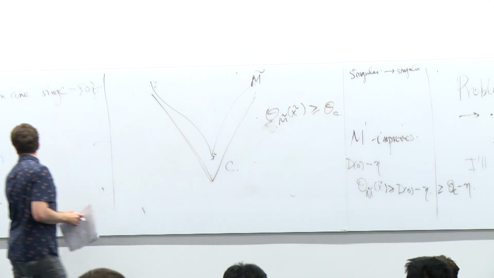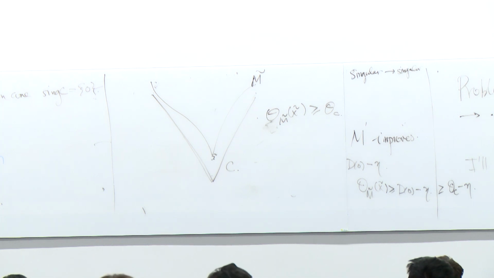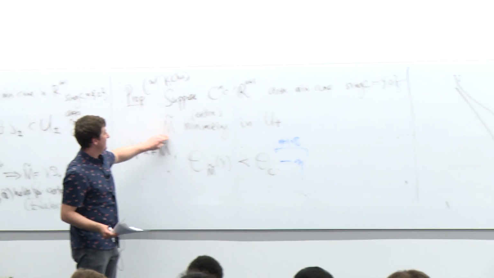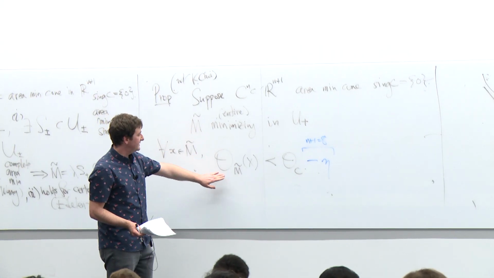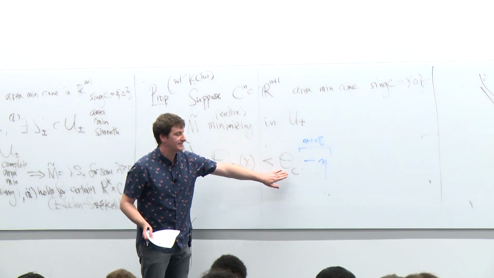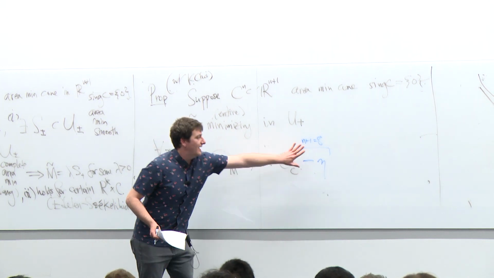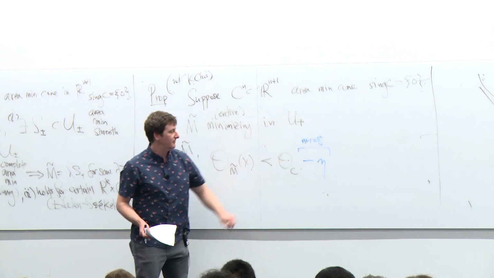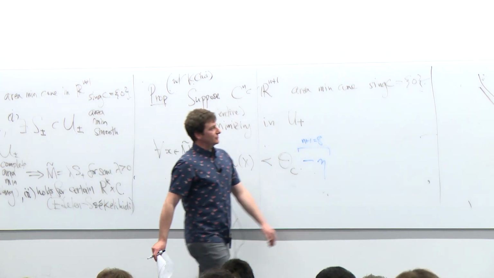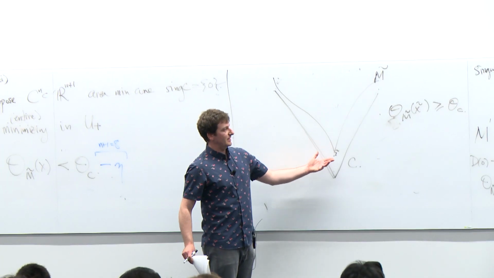Okay, so here's my proposition. If I have my cone and my M tilde on one side, then the density at any point is supposed to be strictly less than the density of the cone. I'm not going to prove the eta. That's a compactness argument. Okay? So assume for contradiction that that's not true.